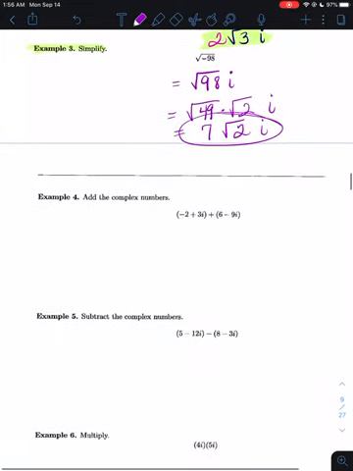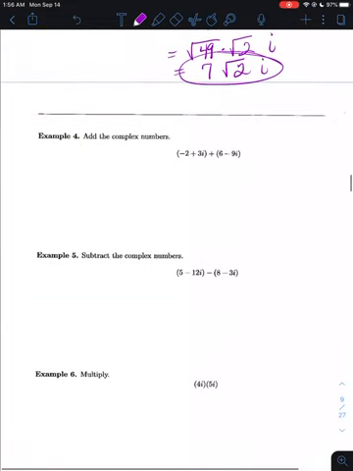Let's look at adding and subtracting and the different operations with complex numbers. The adding and subtraction is fairly simple. You're just going to combine like terms.